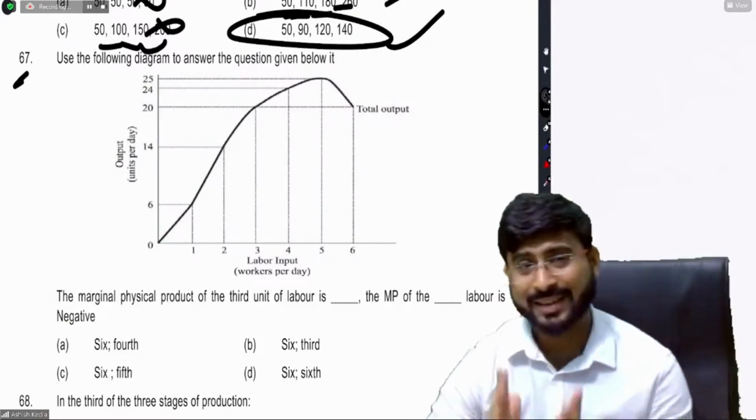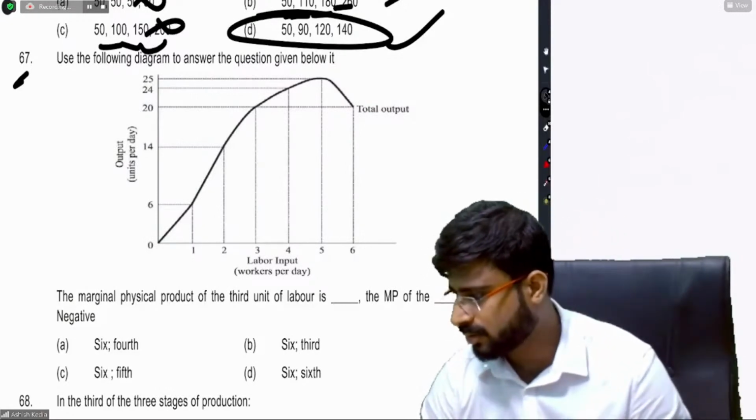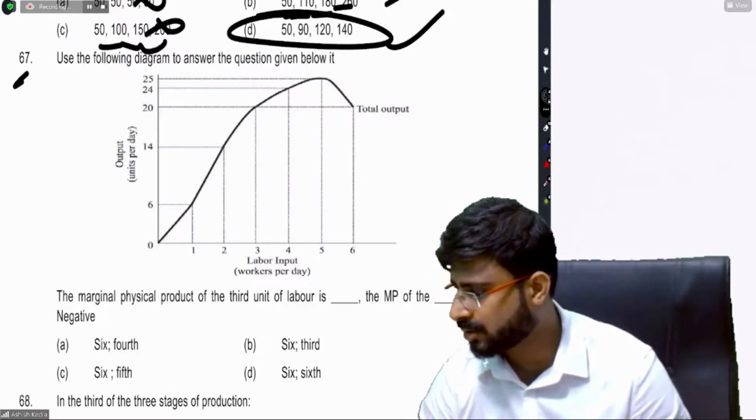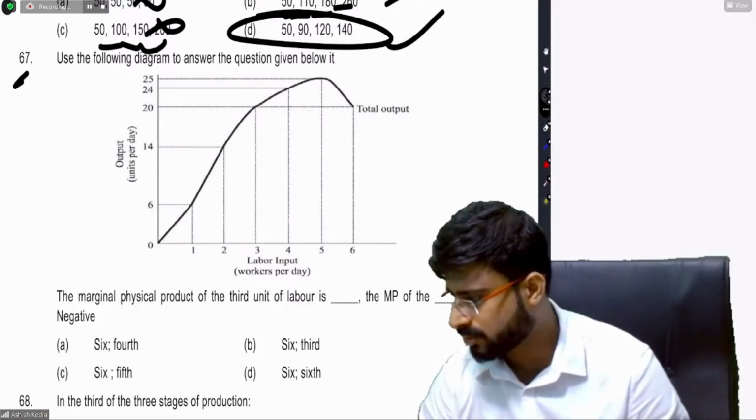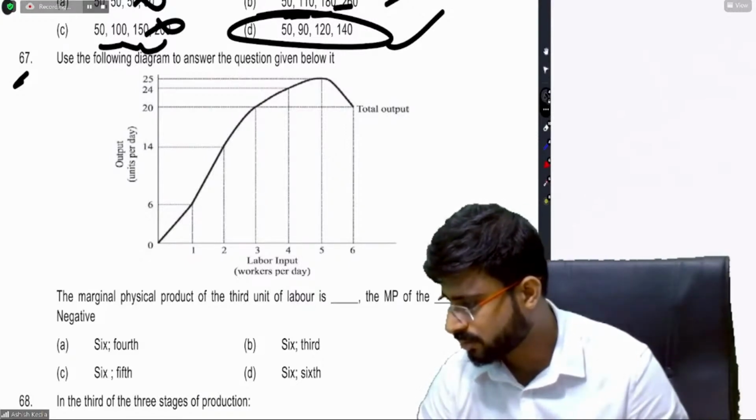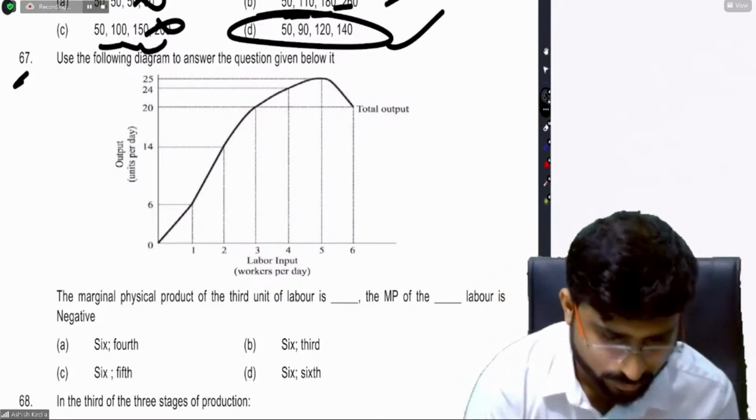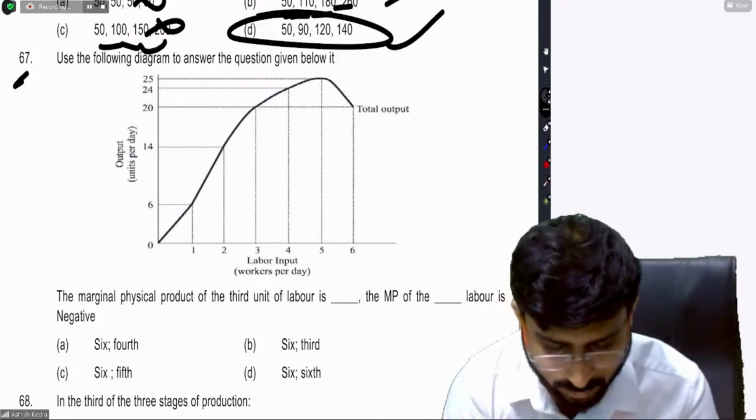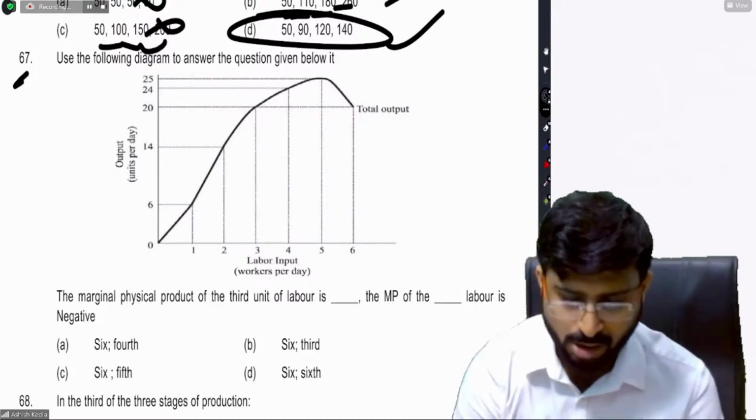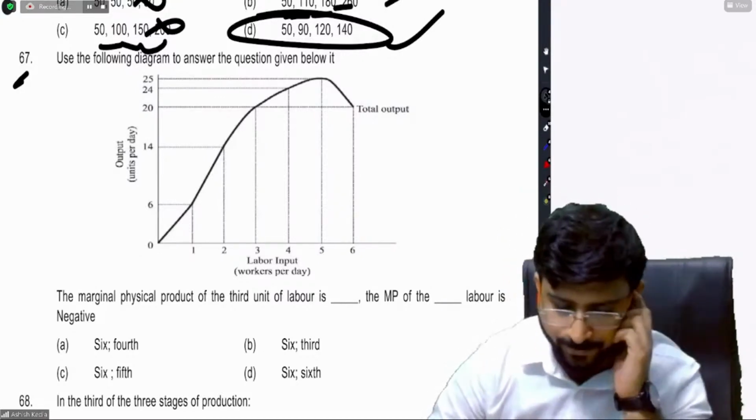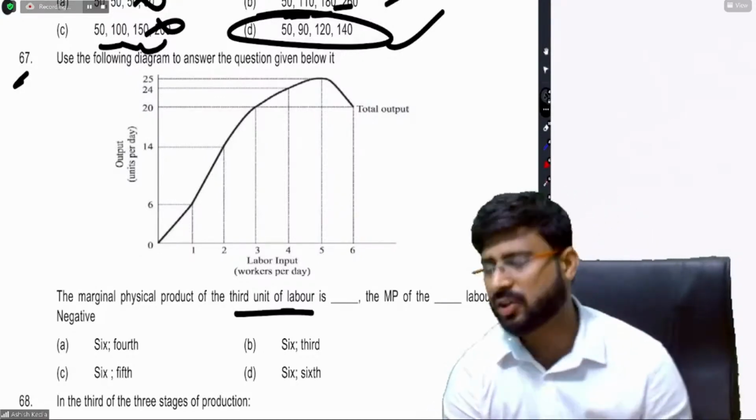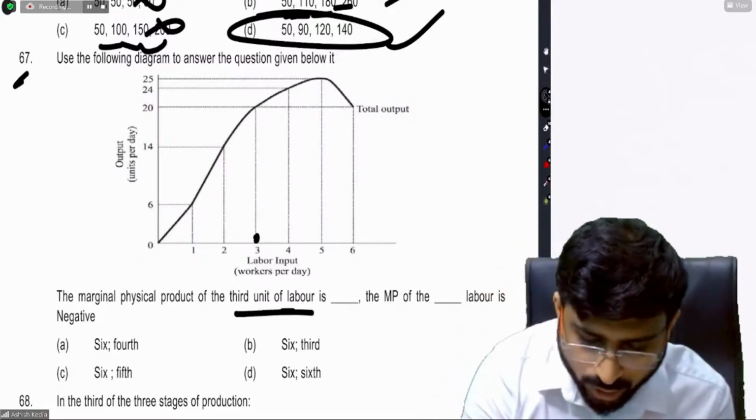67, a good question. Diagram based question. Marginal product of third unit of labor. So see, third unit of labor. So first you go to third unit of labor. Answer. Do you understand this, everybody?